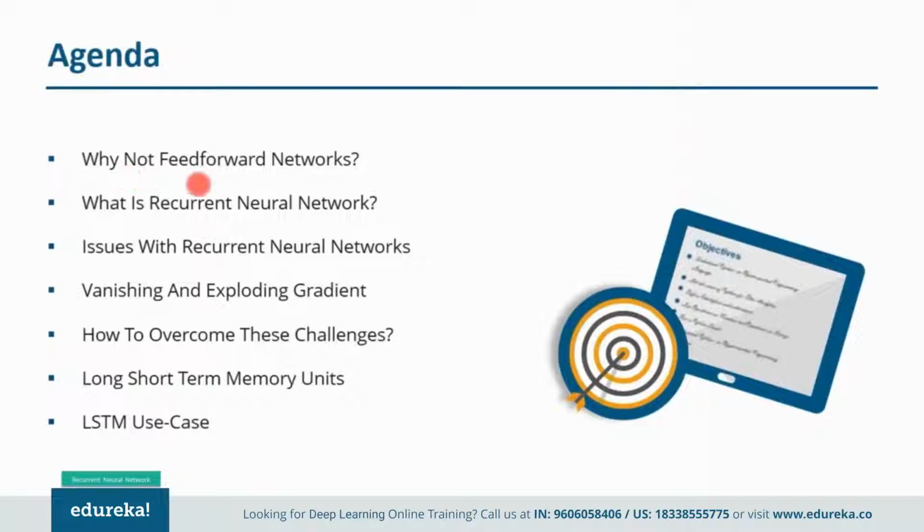So we'll begin by understanding why we can't use feedforward networks for various problems. We'll focus on various issues with feedforward networks. After that, we'll understand how recurrent neural networks solve those issues, and how exactly they work. Then we'll focus on various issues with recurrent neural networks, namely vanishing and exploding gradient. After that, we'll understand how LSTMs, that is long short-term memory units, solve this problem. And finally, we'll be looking at an LSTM use case.